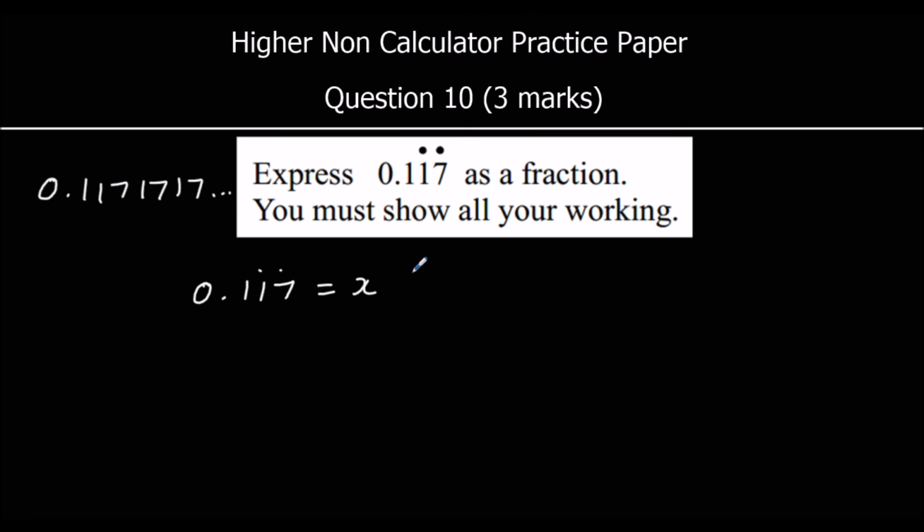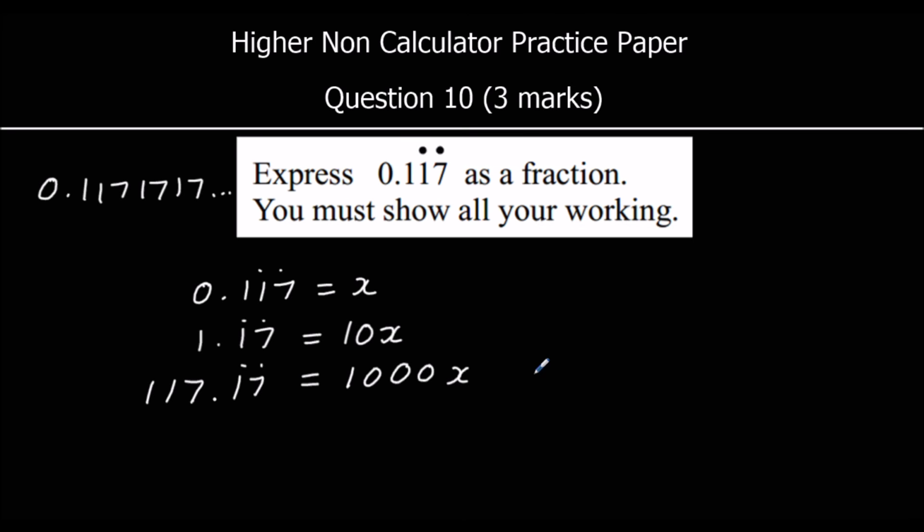Now to change a recurring decimal into a fraction, we need two things that end in the recurring bit so we can take them away. So if I times this by 10, I'll get 1.17 recurring. That's 10 x's. I need something else that ends in 17 recurring. So if I times the original one by 1,000, I'll have 117.17 recurring, and that's 1,000 lots of x.